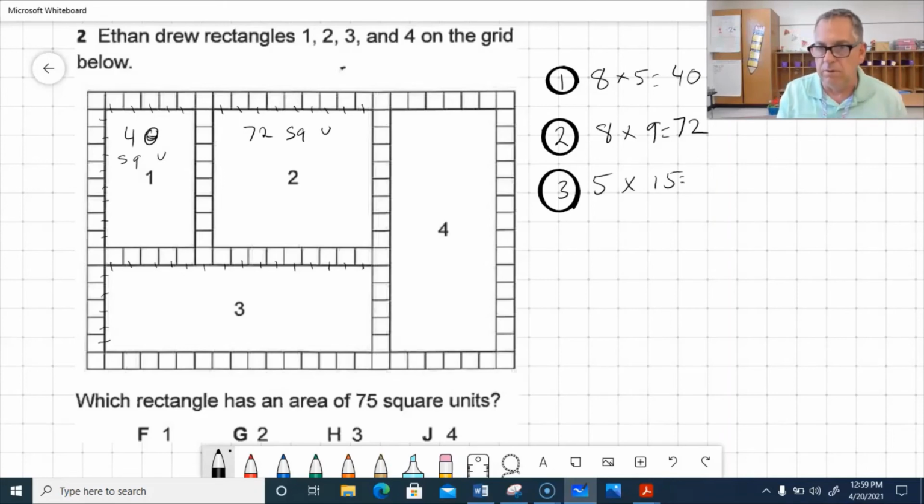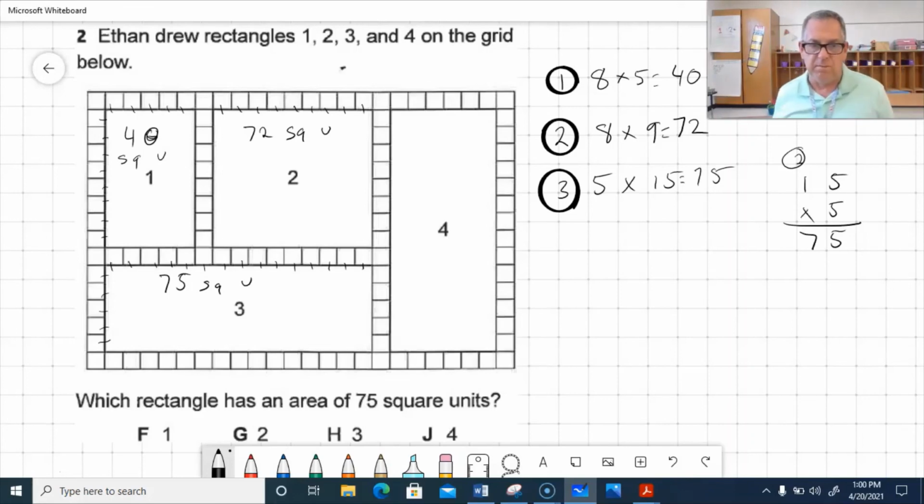Okay, let's check and see. We'll do our standard algorithm. That's 15 times 5. Okay, 5 times 5 is 25. I'll regroup my 2 over here in the tens place. 5 times 1 is 5, plus 2 more would be 7. So it looks like that is 75. So rectangle 3 is 75 square units.